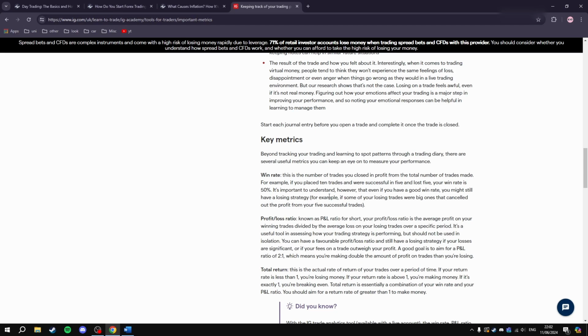Figuring out how your emotions affect your trading is a major step in improving your performance, and so noting your emotional responses can be helpful in learning how to manage them.